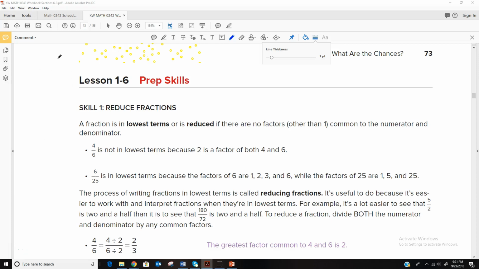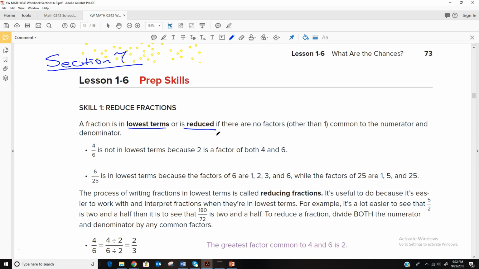This is section 7 for our course, and we're going to do the prep skills, which the first skill is to reduce fractions. With the prep skills, remember, a lot of these are things that you've probably seen before, but may not have done for a while, so just skills that you'll need in the class that are good to review. So in this case, lowest terms, when you're dealing with fractions, lowest terms or reduced means the same thing.